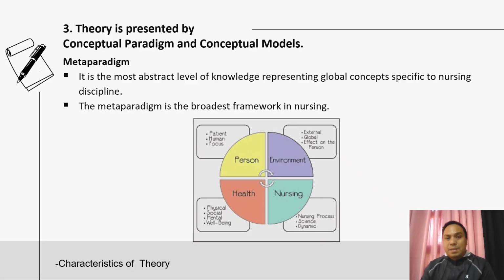Next, we proceed to the theories presented by conceptual paradigm and conceptual model through the meta-paradigm. The meta-paradigm is the highest and most abstract level of knowledge in nursing, representing the broad global concepts that define the discipline. It serves as the umbrella framework under which all nursing theories are built.